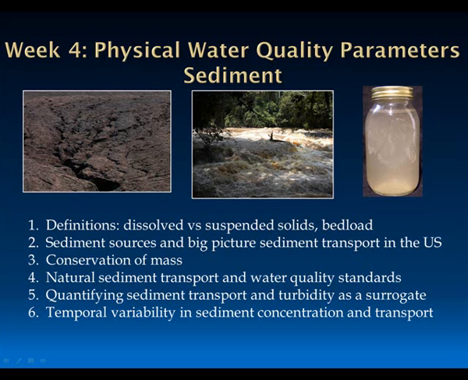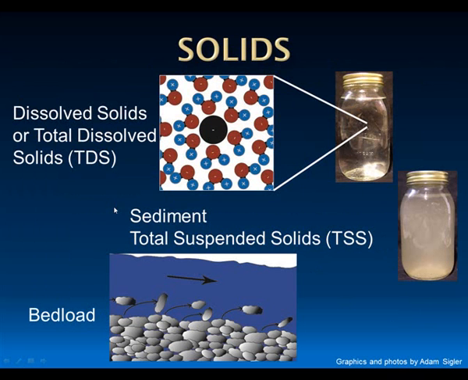Hello, welcome to week 4 where we're going to kick off physical water quality parameters with sediment. And first we're going to talk about some definitions, sediment sources and big picture sediment transport in the US, conservation of mass, the fact that sediment transport is natural and the standards as a result of that, quantifying sediment and turbidity as a surrogate, and temporal variability in sediment concentration and transport.